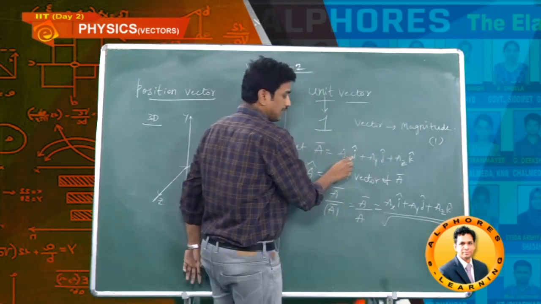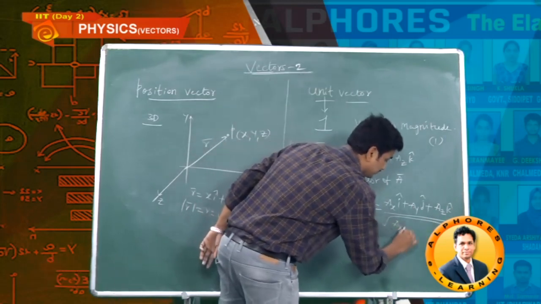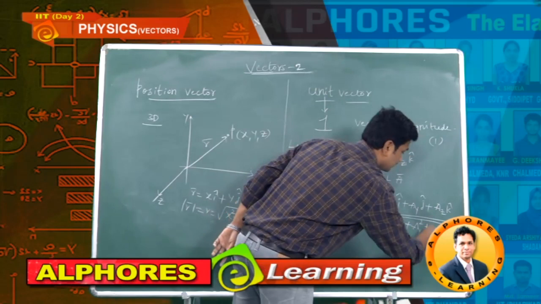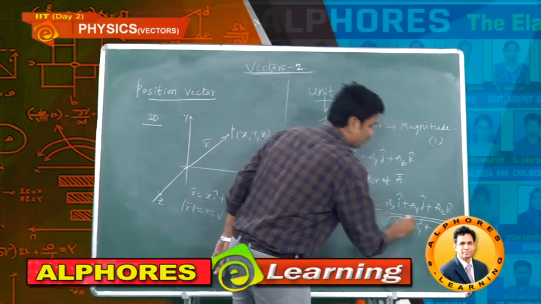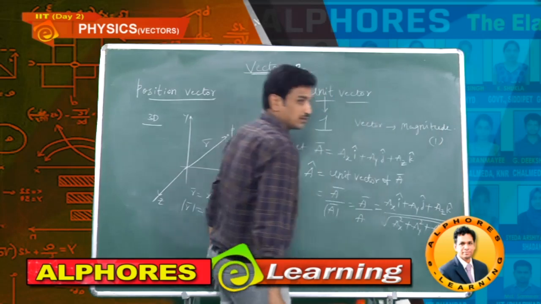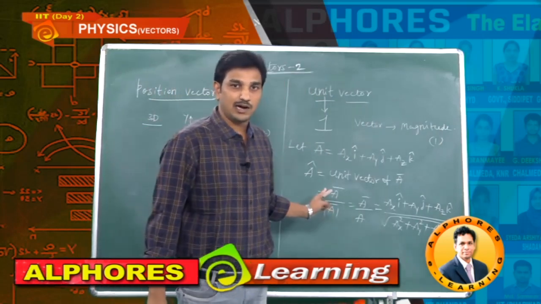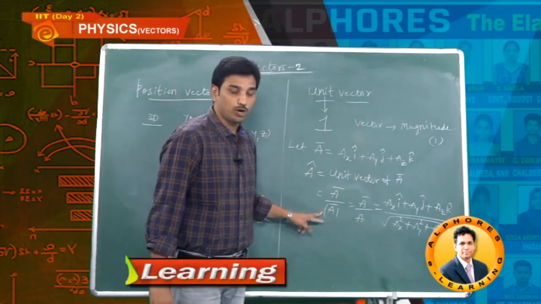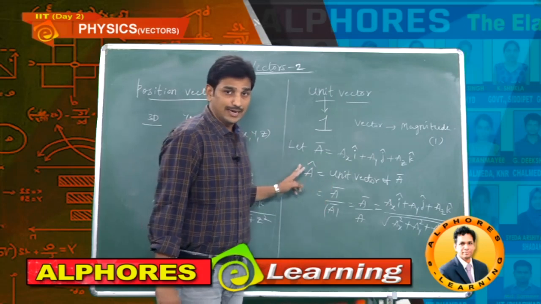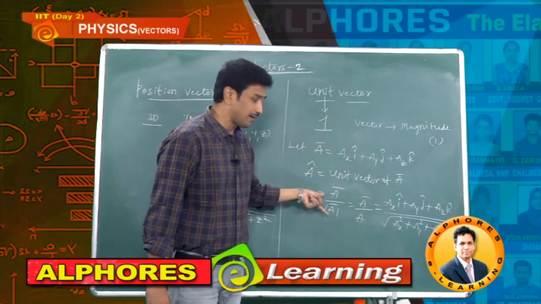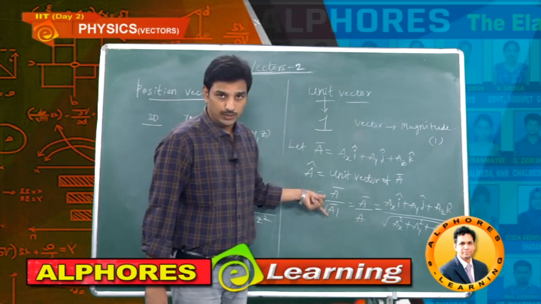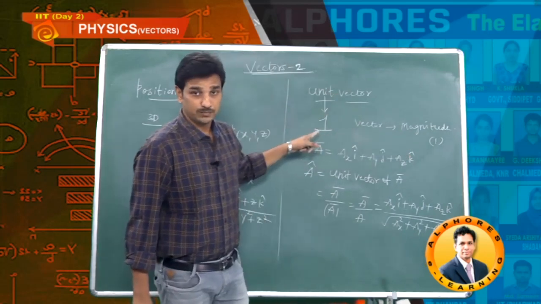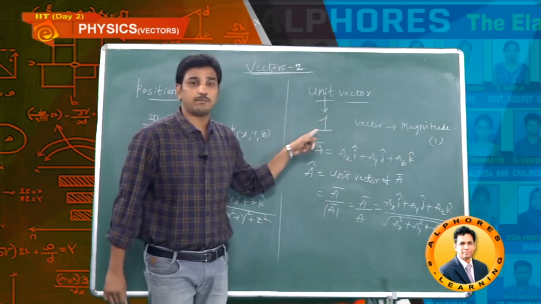The magnitude is under root of i cap coefficient whole square plus j cap coefficient whole square plus k cap coefficient whole square. Now you will have a doubt, sir, how and why we have taken A cap, the unit vector of A bar, as A bar by mod A bar? Now I will prove that this A cap magnitude is 1, then it will satisfy the definition. What is our definition? Unit vector magnitude 1.